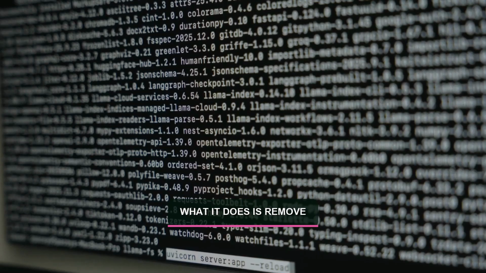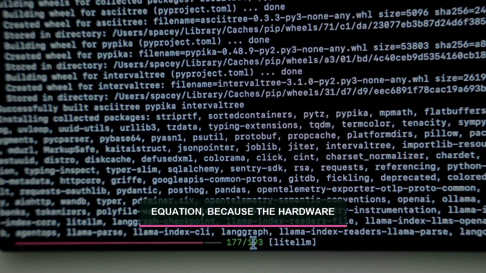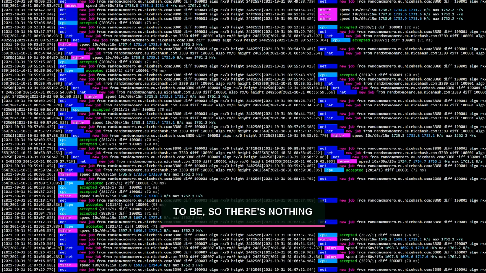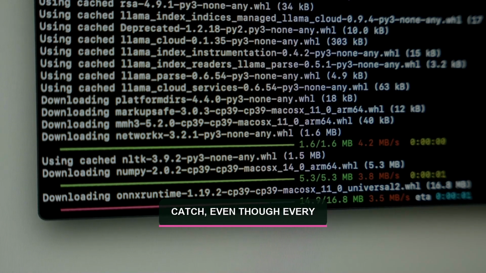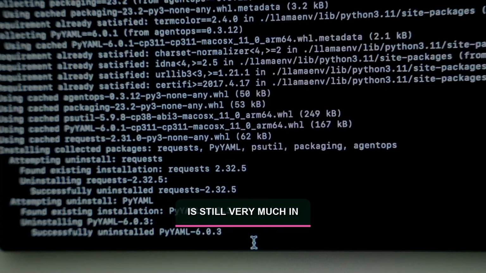What it does is remove one entire category of consistency check from the equation, because the hardware genuinely is what it claims to be. So there's nothing for that specific comparison to catch, even though every other layer, network patterns, behavior, account history, is still very much in play.